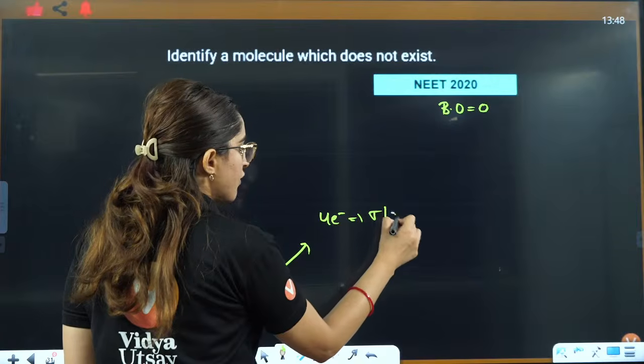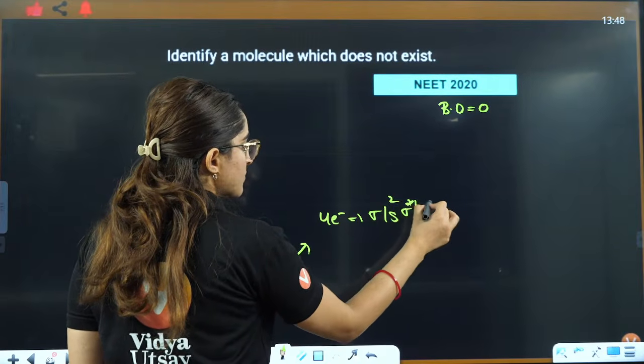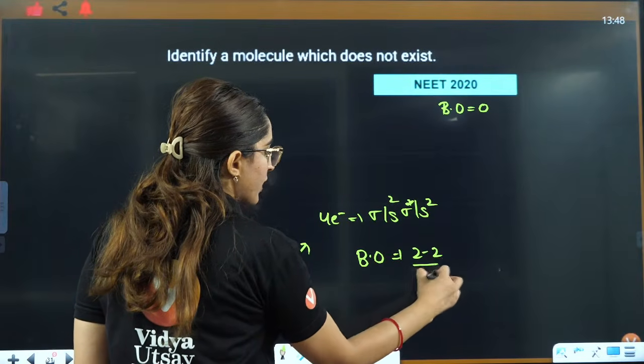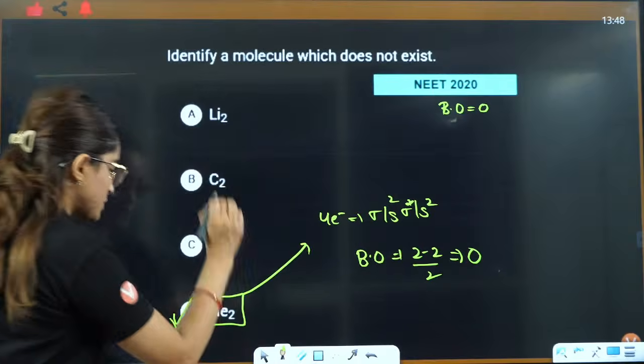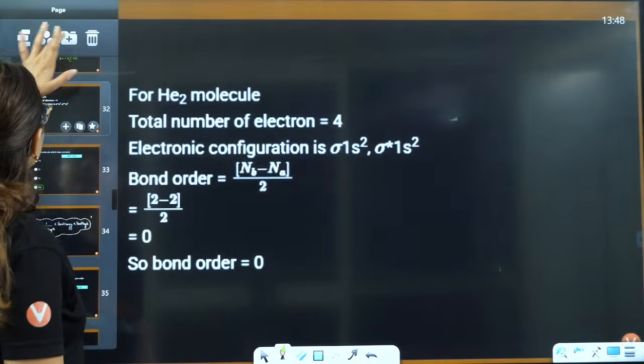That means sigma 1s2, sigma star 1s2. So bond order is (2 minus 2) by 2, that is 0. So that is why this will not exist. So the answer is D, the correct answer here.